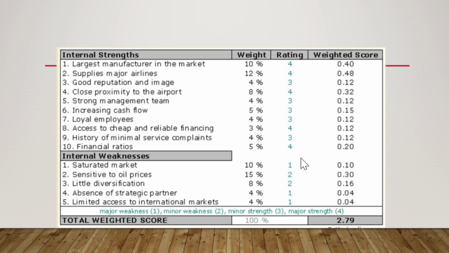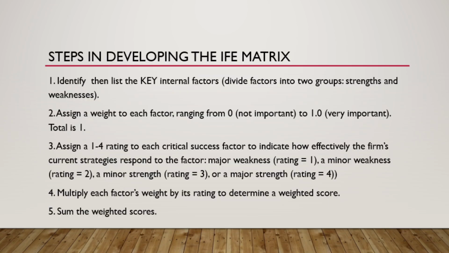Okay, so next is assign a 1 to 4 rating again doon sa mga key factor natin. So, kapag yung major weakness natin, nire-rate natin siya as 1. If minor weakness, rated by 2. Minor strength, 3. And then major strength is 4. Then multiply each factor's weight by its rating to determine a weighted score, and again, sum the weighted scores.